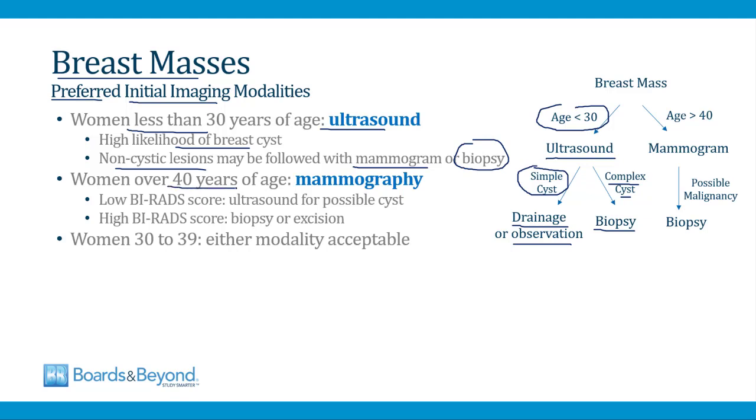When women are over 40 years of age, in this age group, breast cancer is more likely and mammogram is a more helpful test, so mammography is the test of choice in this age group. If the woman has a low BI-RADS score from her mammogram, then you can do an ultrasound because she could have a cyst. If she has a high BI-RADS score, then she should be referred for biopsy or excision. And then women ages 30 to 39 are an intermediate group. In this age group, either modality, ultrasound or mammography, is acceptable for workup of a breast mass.